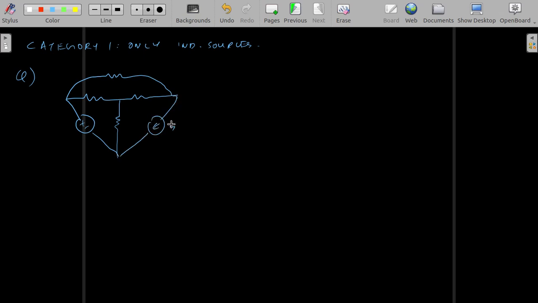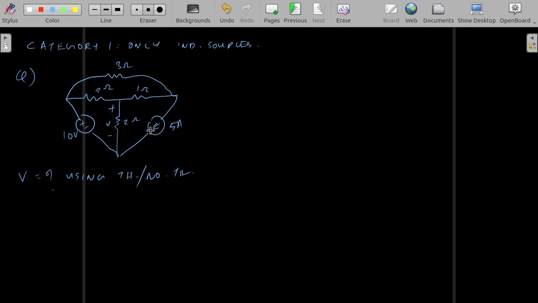Okay, 5 ampere, 10 volt, 3 ohm, 2 ohm, 1 ohm, and 2 ohm. Okay, the question is to find V using Thevenin and Norton theorem. Right, so what do we do?